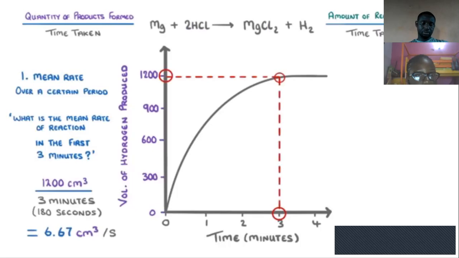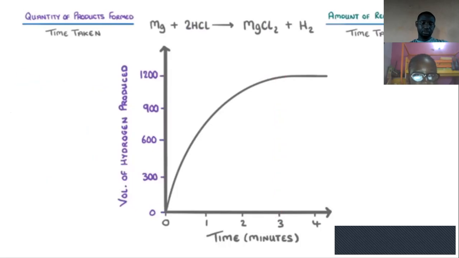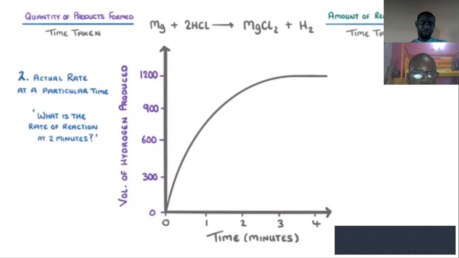The other thing you could be asked, though, is to calculate the actual rate at a particular time. For example, what is the rate of reaction at 2 minutes? To do this, we need to calculate the gradient of the curve at that particular point.